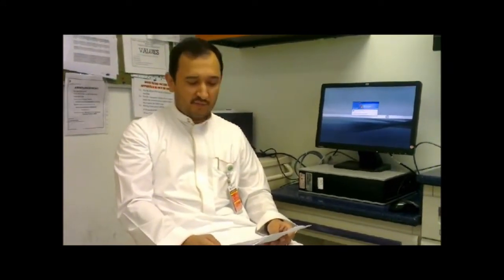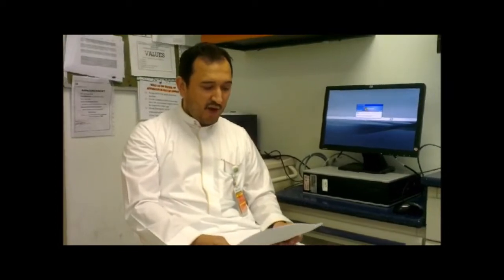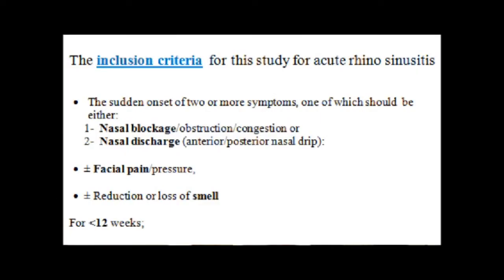I want to just demonstrate very briefly the practical steps of conducting the study. First of all, we have to identify the patient population. So please, if you have any patient who has the symptoms of acute rhinosinusitis, please include it in the study. To define acute rhinosinusitis, we have to have symptoms of 12 weeks or less of 2 or more symptoms of nasal blockage and nasal discharge, plus minus facial pain, plus minus reduction of smell.